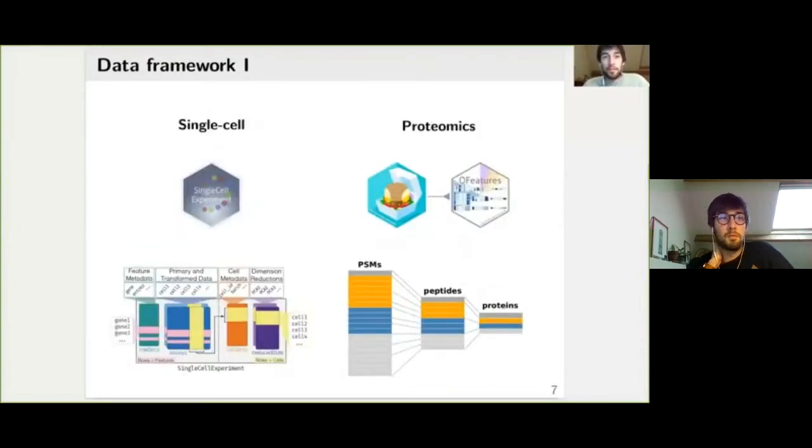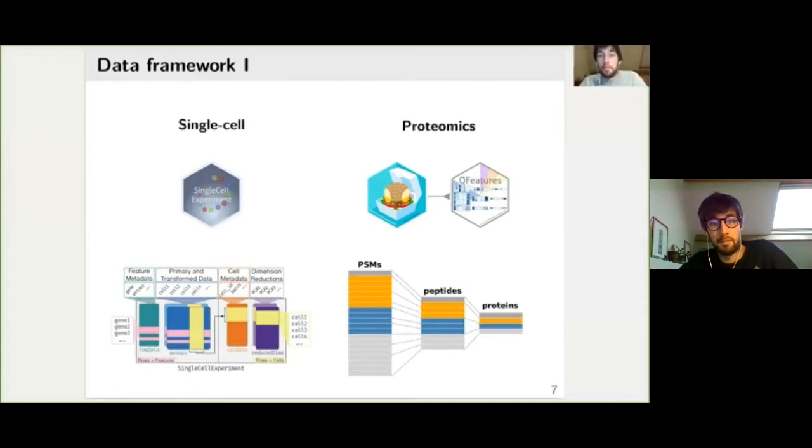Okay, let's first talk about the data framework. We are interested in single-cell proteomics, so we need tools for single-cell and for proteomics. From the single-cell part, it seems obvious to use the SingleCellExperiment package. It provides a compact data representation where quantitative data can be retrieved along with gene and sample annotations, as well as single-cell specific features.